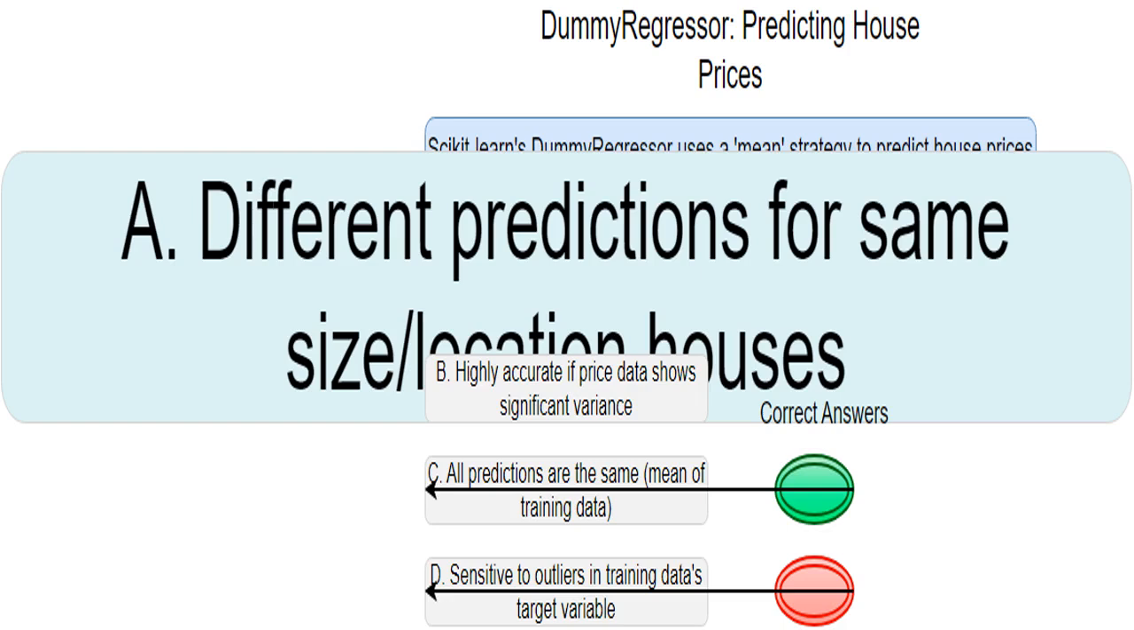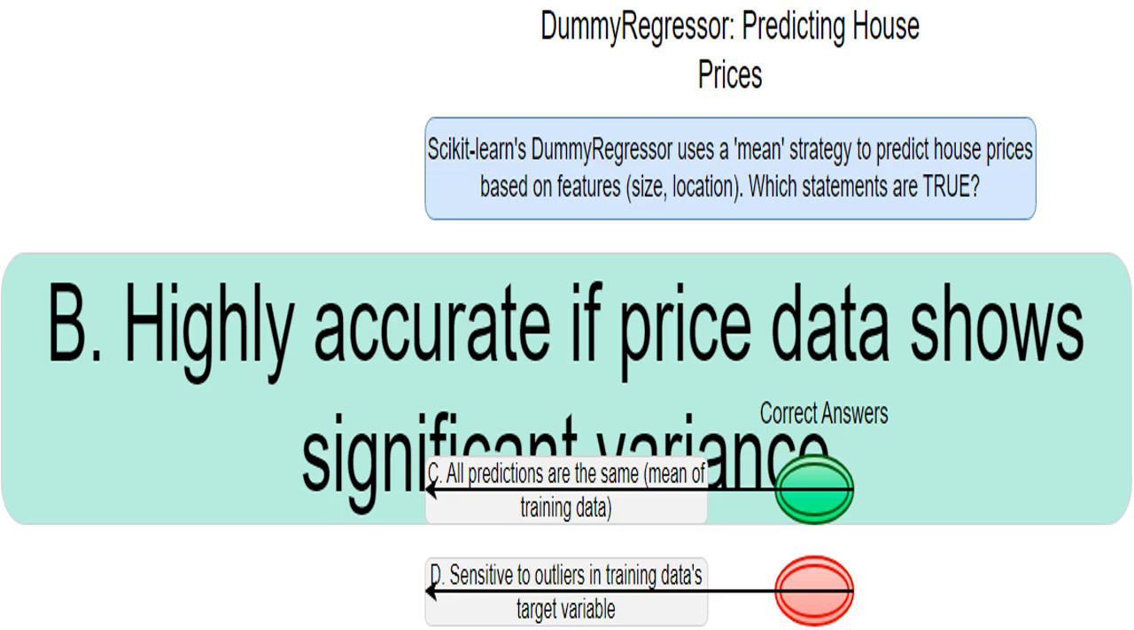This statement is false. Accuracy is about how close predictions are to the actual values. This model ignores the individual house data. Therefore, it's highly unlikely to be accurate when the prices vary a lot. The prediction will be just the average, disregarding the actual house price variance. This statement is false. The mean strategy means that every house gets the same price prediction regardless of its size or location. The model ignores all input features in this specific strategy.